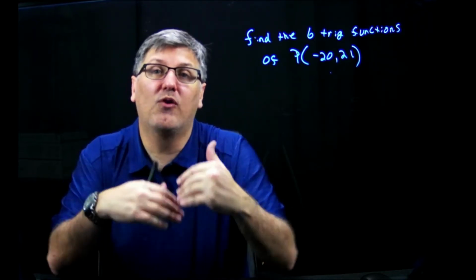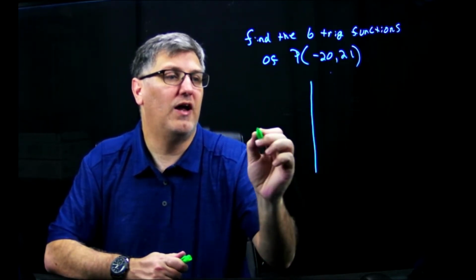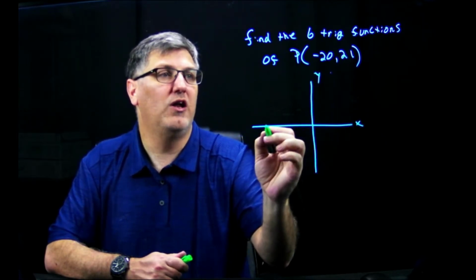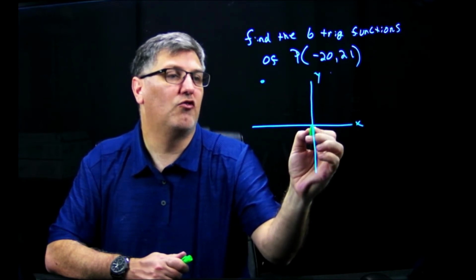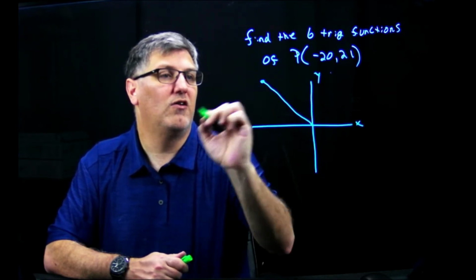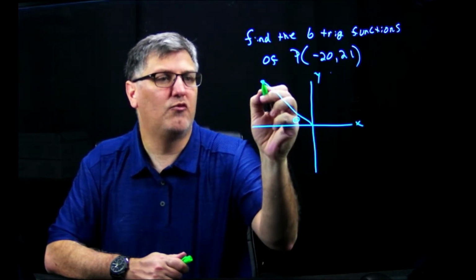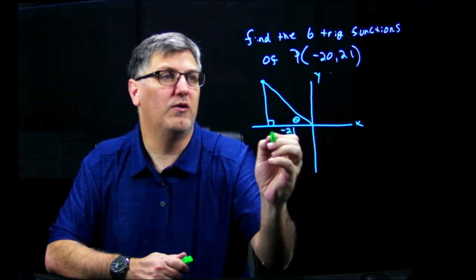Well, the first thing I'm going to have to do is graph this point. So I'm going to draw an XY axis. Here's my X, here's my Y. Negative 20, 21 up here somewhere. And I'm going to draw in a line right here. I'm going to call this theta, and I'm drawing a reference triangle. This is negative 20.